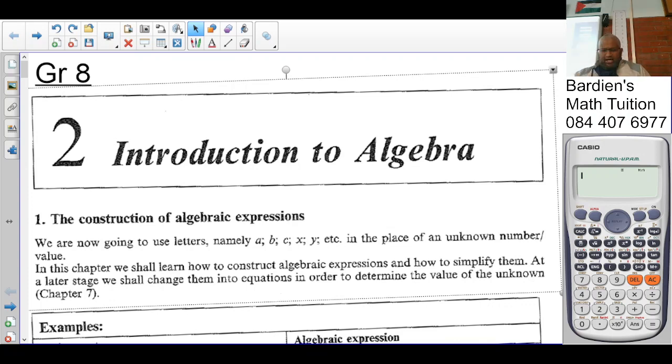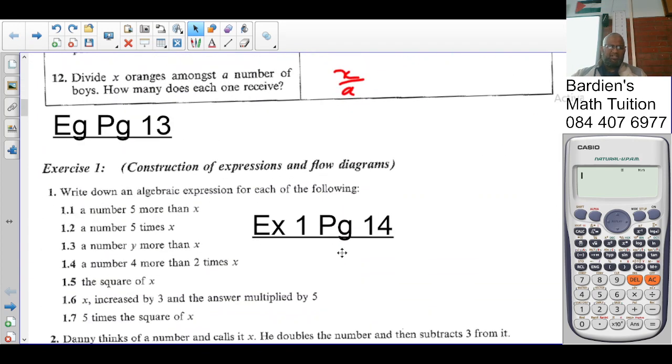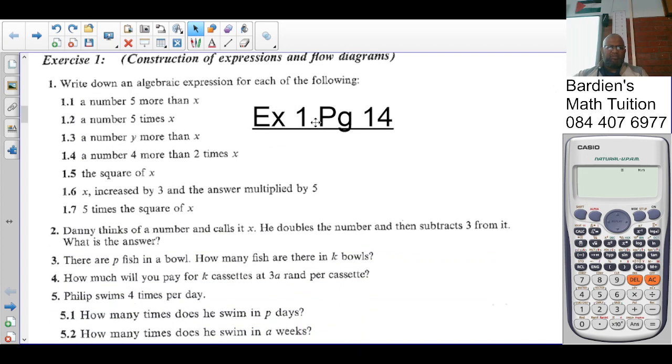So at this point you guys had homework. The homework was exercise 1. We're doing construction of expressions. The flow diagrams you said we're going to do today. Okay. So this is exercise 1 on page 14.